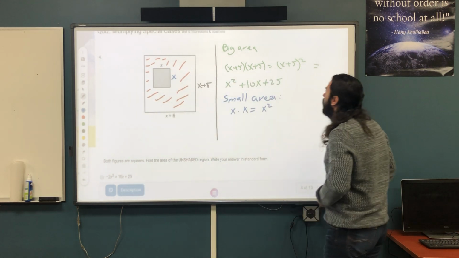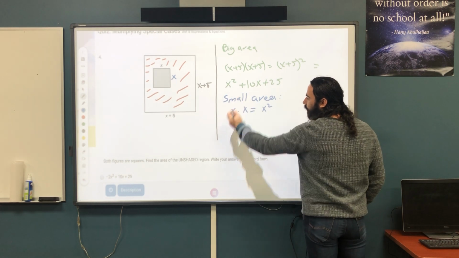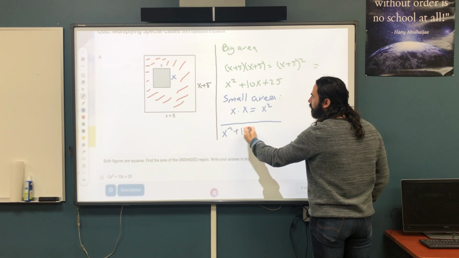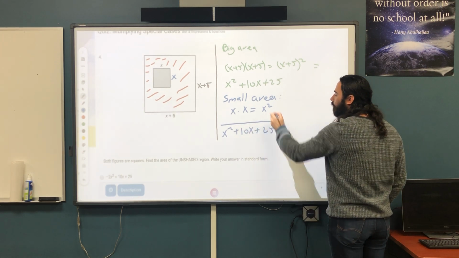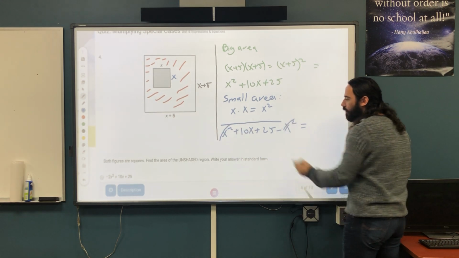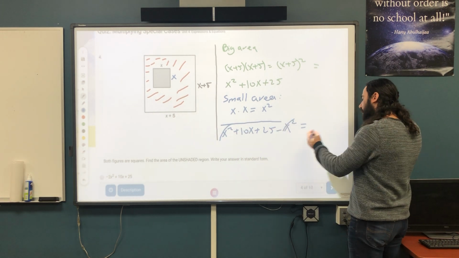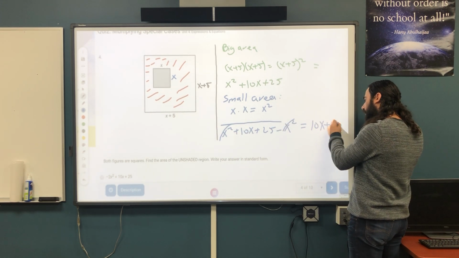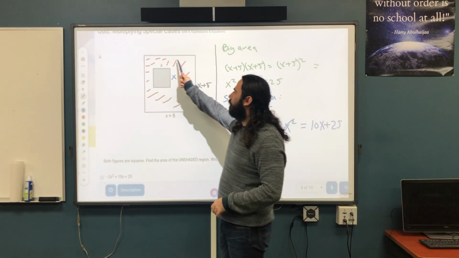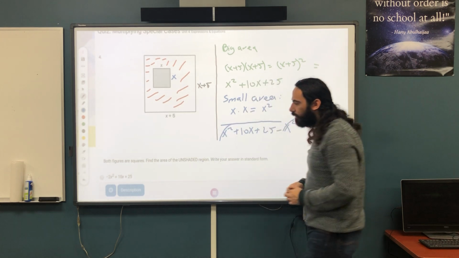So let's subtract it. The first one is x squared plus 10x plus 25 minus x squared, the small area. The x squared cancels out with the x squared, so we're left with 10x plus 25. And that's the answer. That is the area of the red or the white, whatever you want.